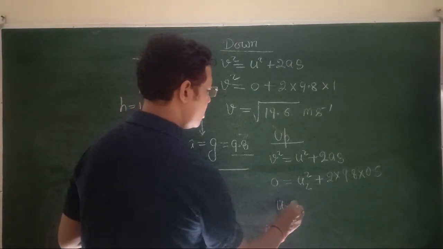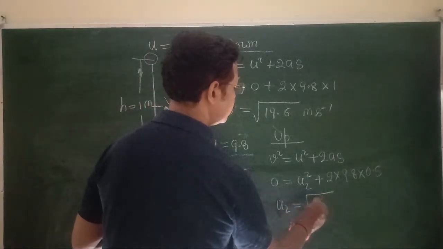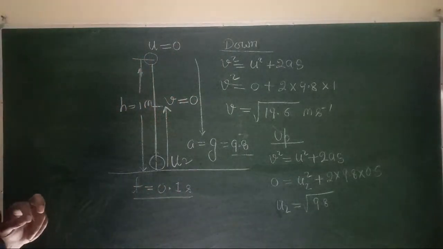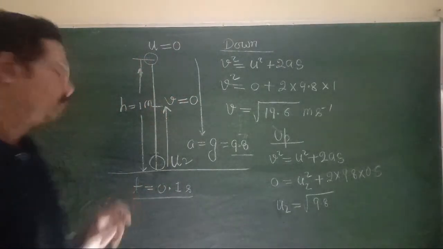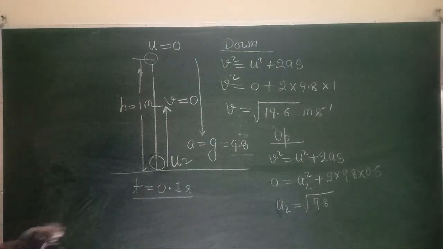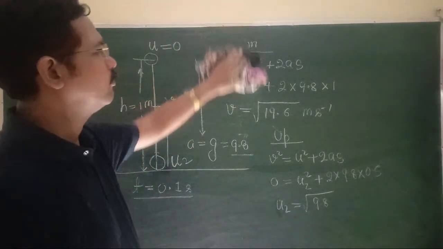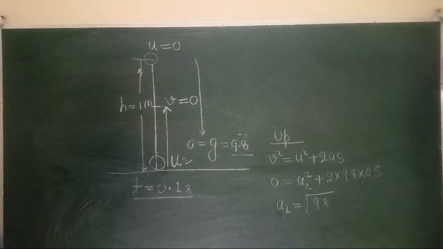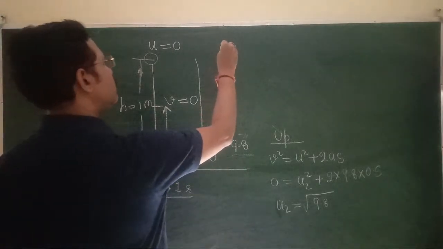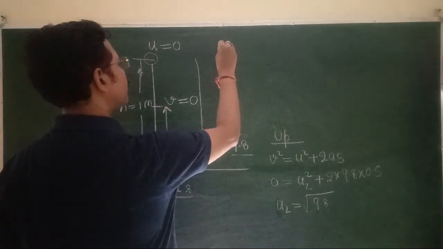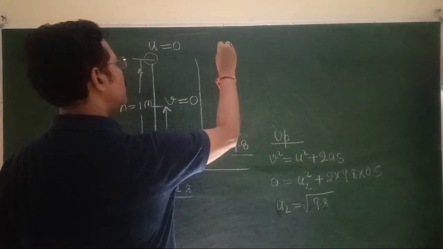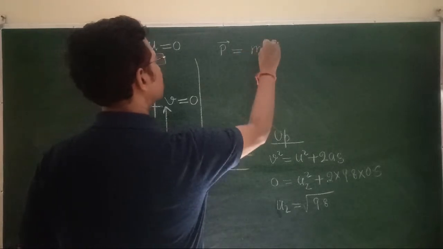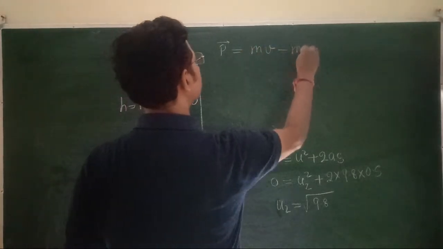u2 becomes how much? Under root of 9.8. So, diagram, we think about it, then velocity becomes clear, and there is change in momentum. Change in momentum is mv minus mu.